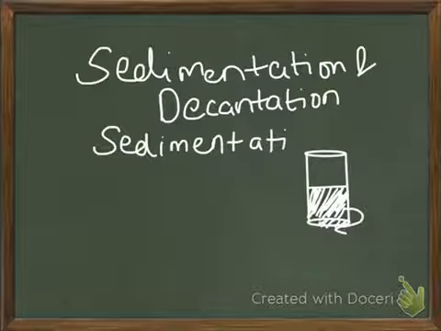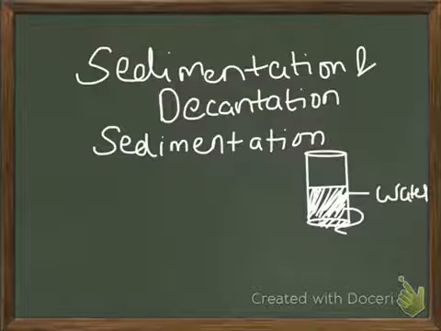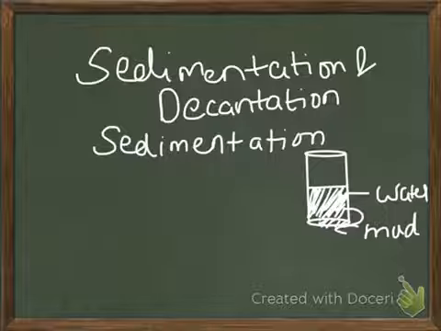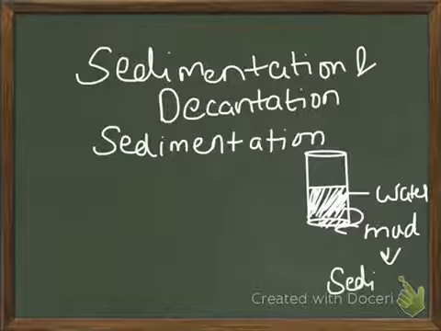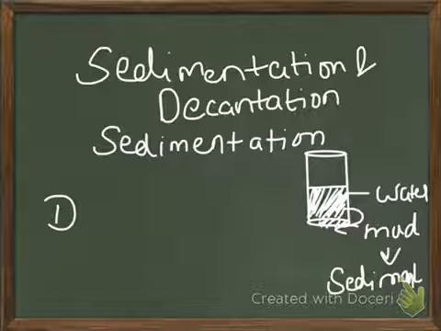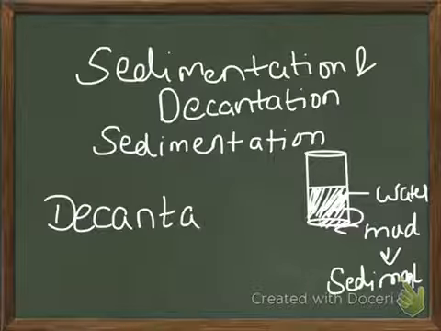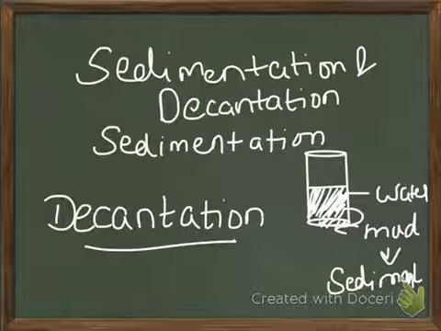Sedimentation is the process by which heavier particles settle down at the bottom of the container. Here, the water forms the top layer and the mud forms the bottom layer. The mud is called the sediment here. Similarly, if you transfer the pure liquid into another beaker without disturbing the sediment, then it is called decantation. The process by which pure liquid is transferred into another beaker is called decantation.